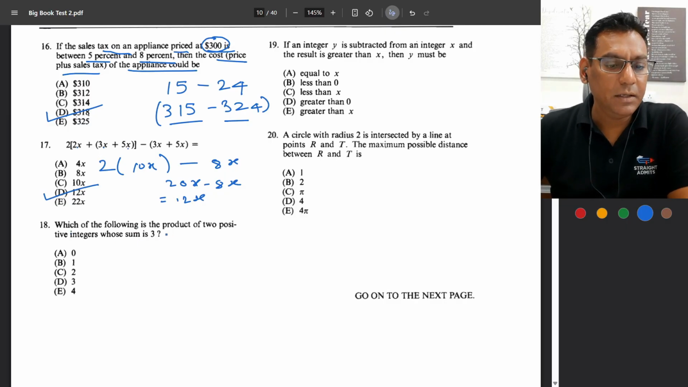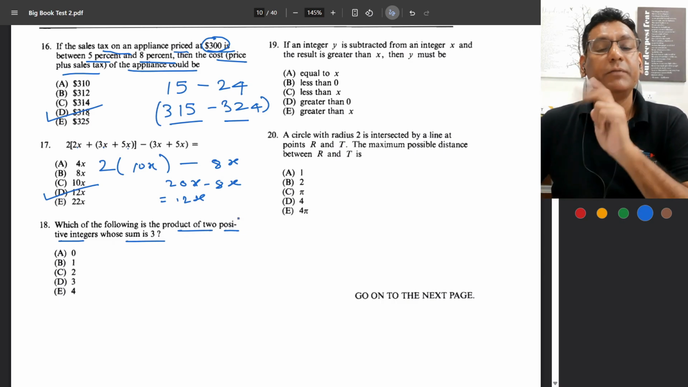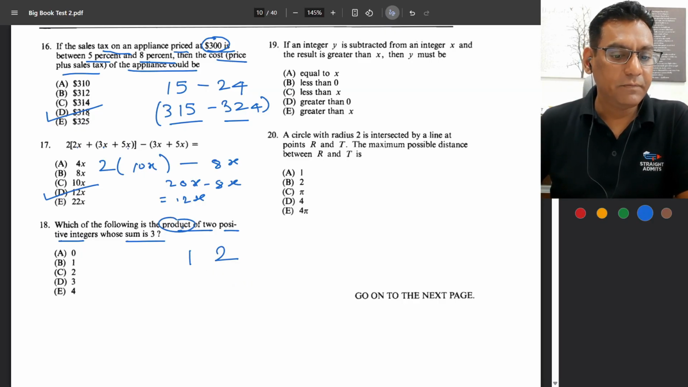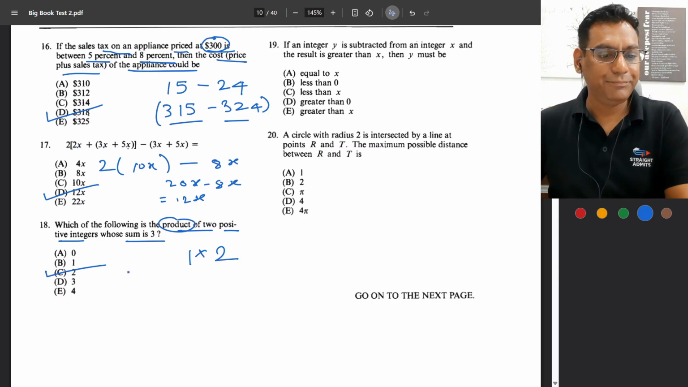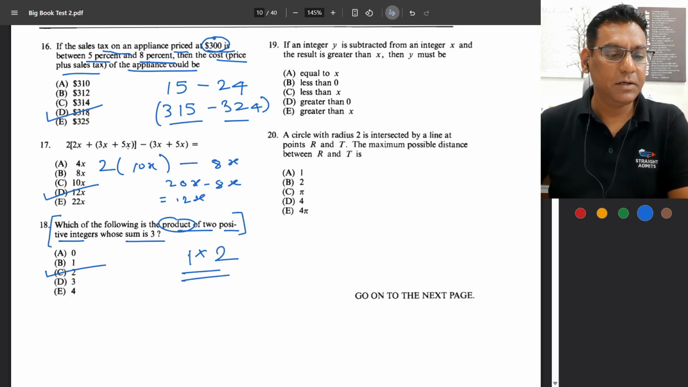18, which of the following is the product of the two positive integers whose sum is 3? What are the two positive integers whose sum is 3? 1 and 2, those are the only two positive integers. What is the product of that? 1 into 2 is 2. It can't get any easier than this. But the language, if you're not able to interpret the language, sometimes it can be tricky. But the answer is C here.